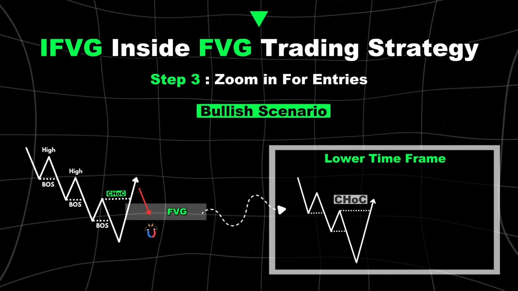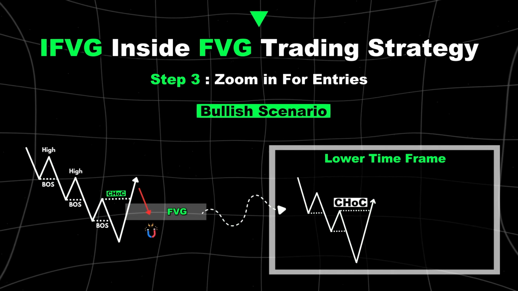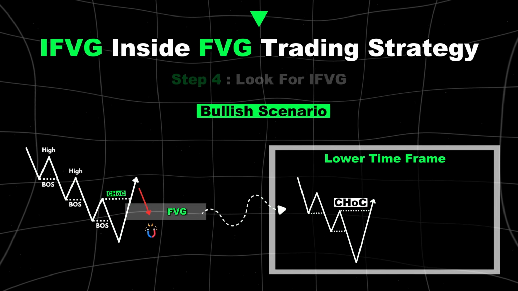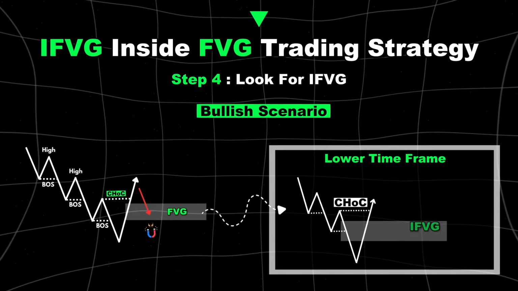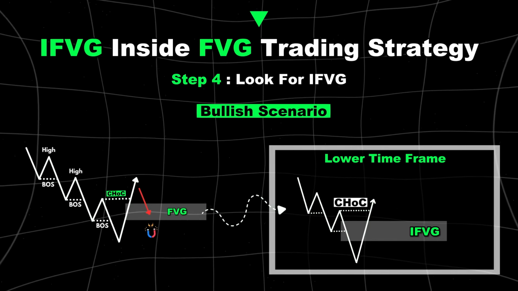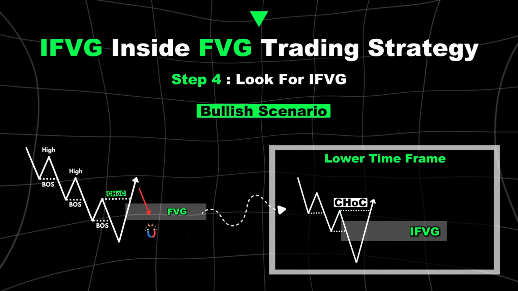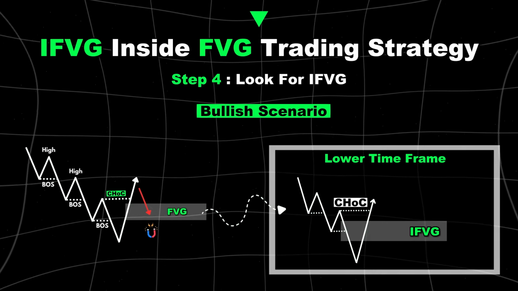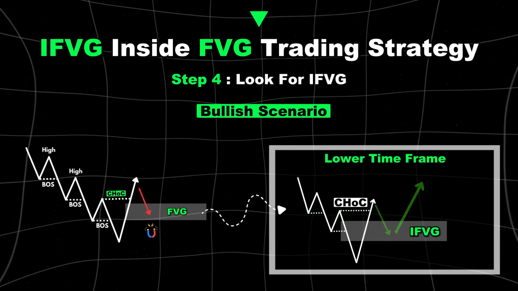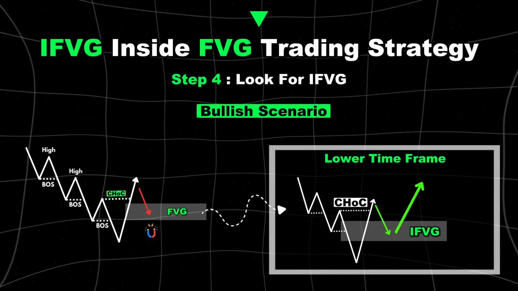If you see signs of rejection, that confirms price is respecting the higher time frame zone, giving you your first layer of confirmation. Next, look for a violated fair value gap, either inside or just outside that higher time frame FVG, following the rejection. This new gap becomes your second layer of confirmation. When an inversion fair value gap, IFVG, forms, it often acts as a new support zone, and that's where you'll look to enter your position.